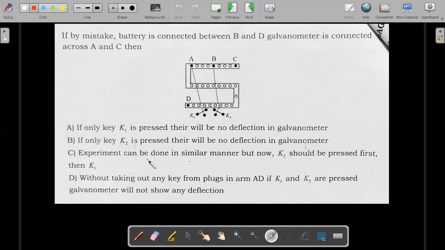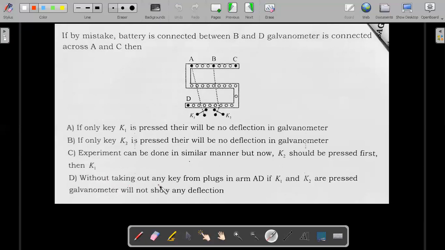Option C, experiment can be done in similar manner, but now key 2 should be pressed first and then key 1. That means whatever pressing order that he told us in the previous problem, the pressing order of keys should be reversed, he's saying, and experiment is fine. You can interchange the positions.